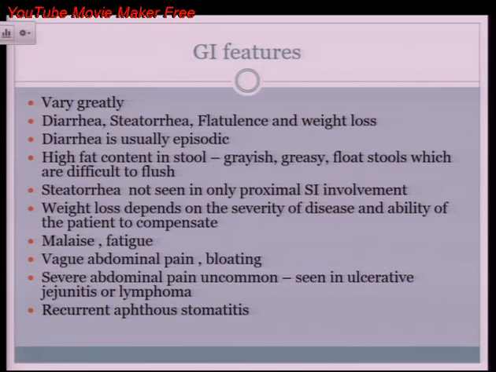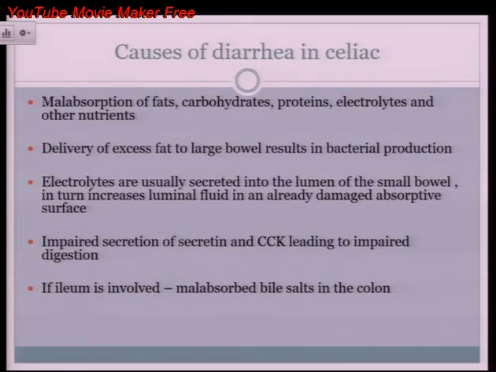So the weight loss again depends on the severity of disease and the severity of malabsorption. They can present with malaise, fatigue. They can have vague abdominal pain, bloating. Gas and bloating is very, very common. Severe abdominal pain is again uncommon, and then like we talked about in the beginning, they can present with oral ulcers after stomatitis.